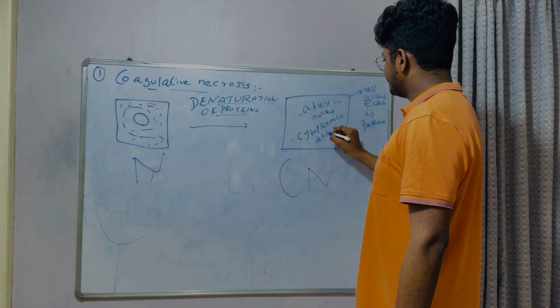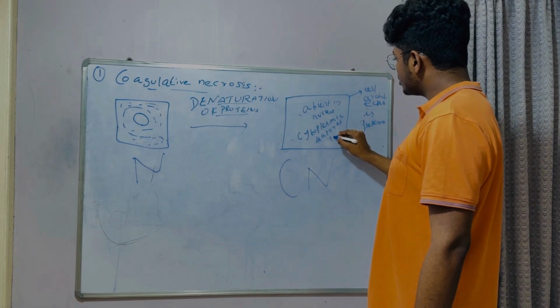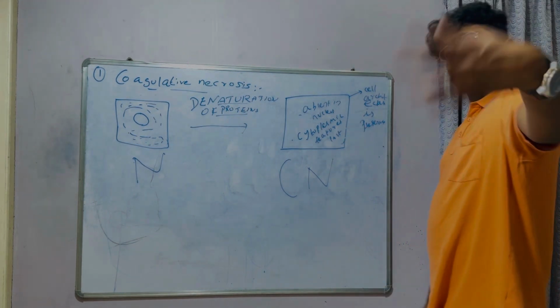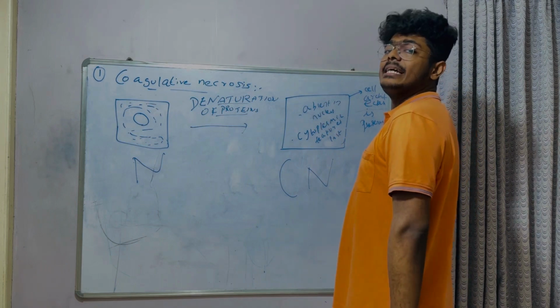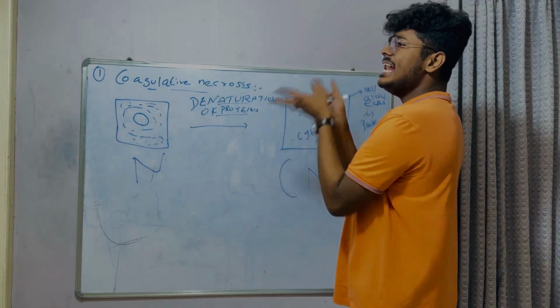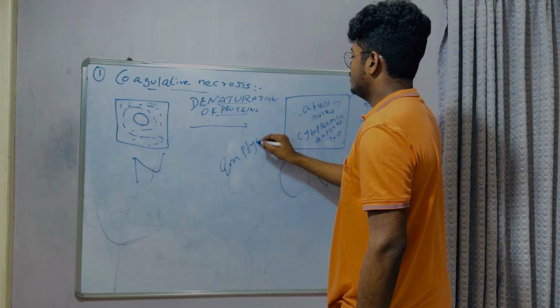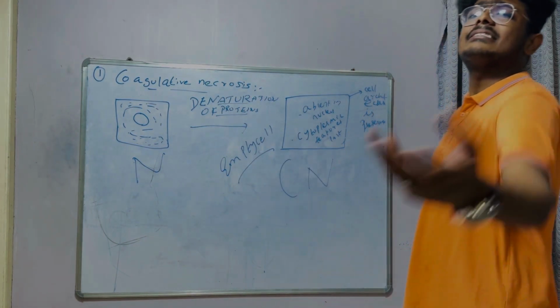Then, the cytoplasmic features are lost. Nucleus is lost. This means the cell is kind of an empty cell. The cell is now empty.